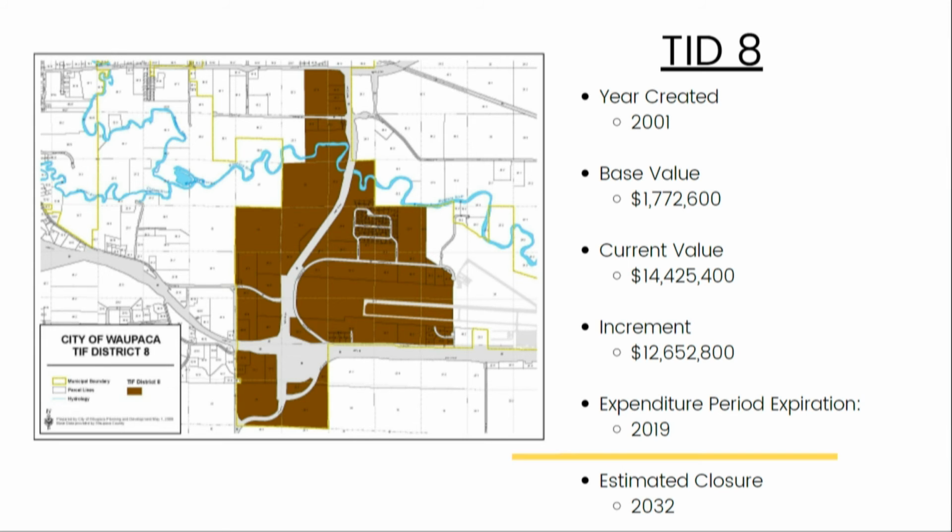Just in speaking with Kathy, that 2032 date is an estimate based on growth of the increment within that TID of 3% per year. I know that over the last couple of years, with the housing going up in the East Gateway, it has exceeded that. So hopefully we can get there faster, but right now we have 2032 as the date.